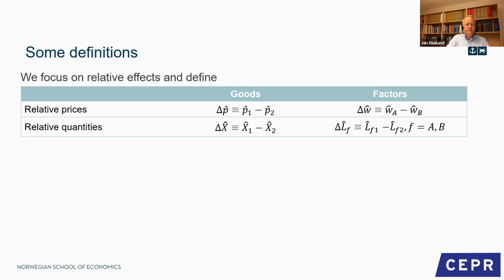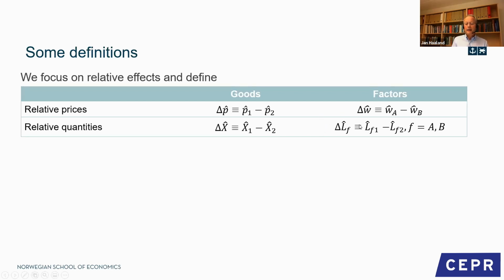We focus on relative effects. So on the goods side, delta P hat is the price change for good 1 relative to good 2. Delta X hat is the relative production change for good 1 relative to good 2. But we are in particular going to focus on the factor market effect. So delta W hat in our setting is the relative wage change for factor A relative to factor B. So if delta W hat is positive, factor A gains relative to factor B, and so on.